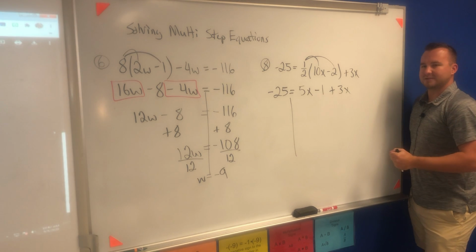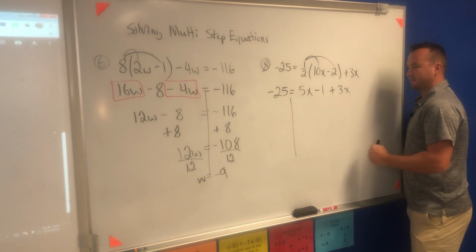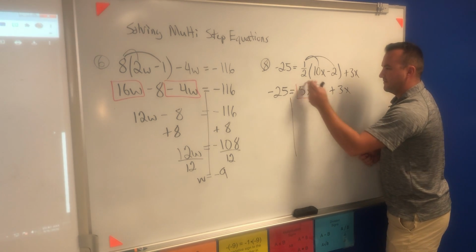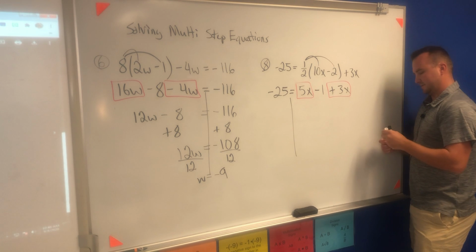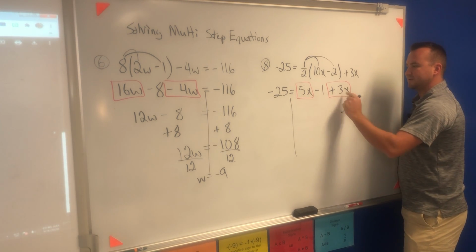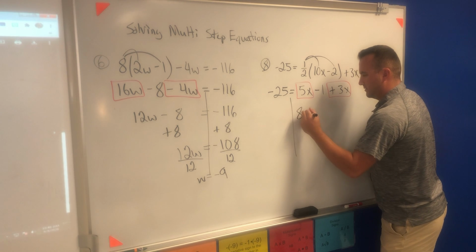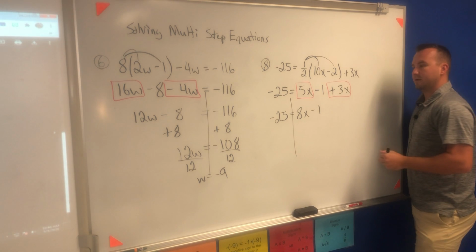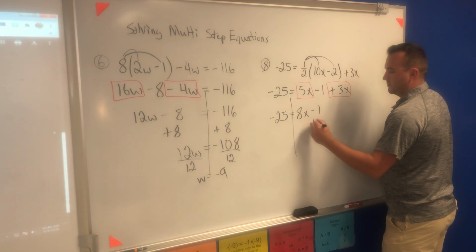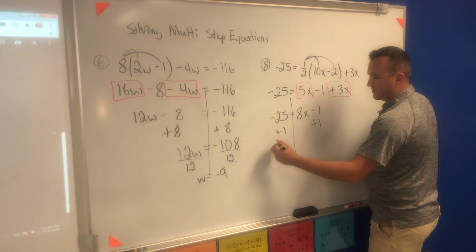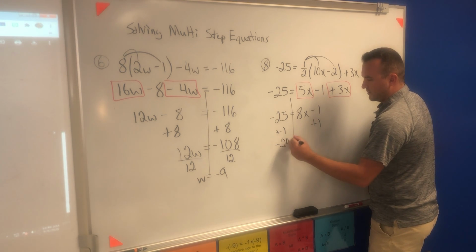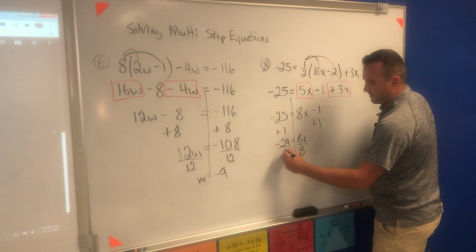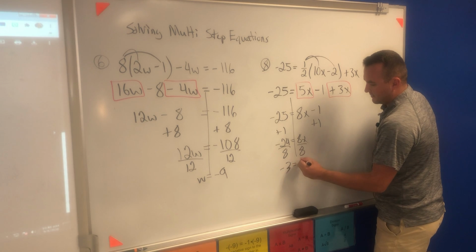On the left, do I have any like terms? No, just the 25. On the right, I have a set of like terms. They are 5x and 3x. 5x plus 3x is 8x minus 1. Go ahead and solve. You add 1 to both sides. Negative 25 plus 1, negative 24 equals 8x. Get x by itself, we divide by 8. Negative 3 is equal to x.